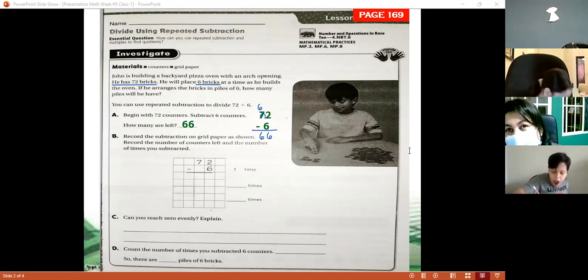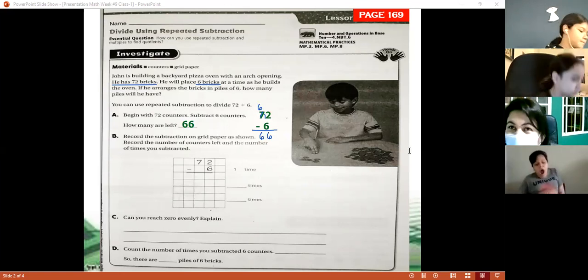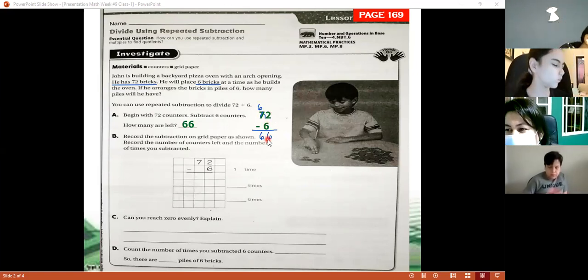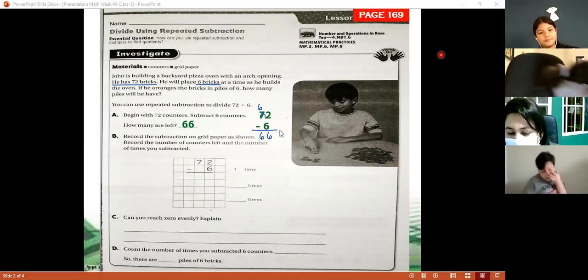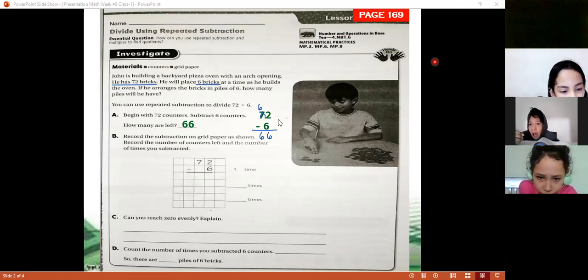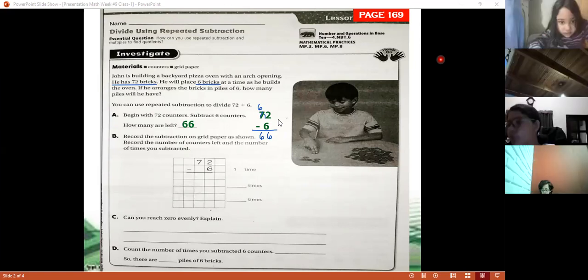So this is step number 1, as we can say. 72 divided by 6. The first step is subtract. Subtract 72 minus 6. Miss, Rebecca? Why are we using minus and not divided? That is a good question. Why are we not dividing? Just because we're using a method.